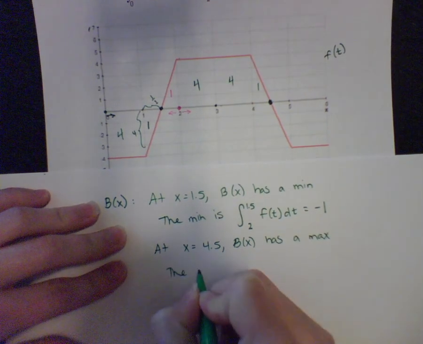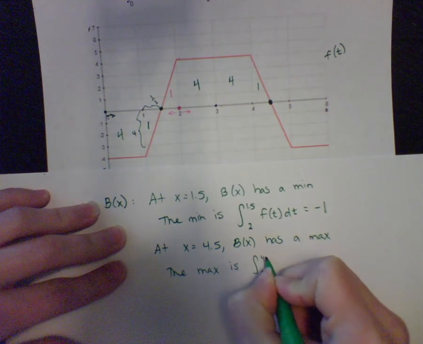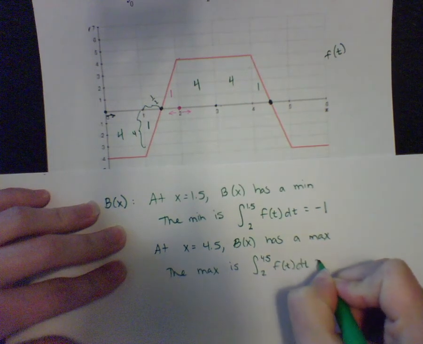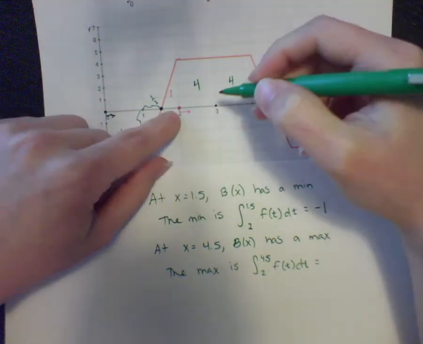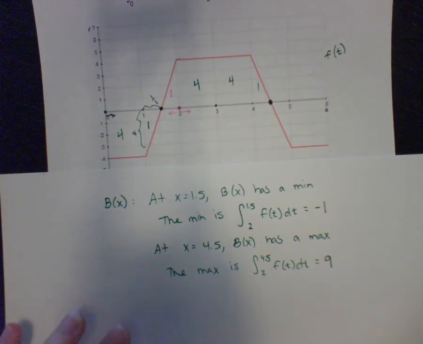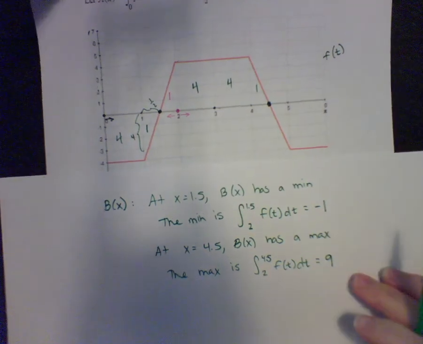And the max value is going to be the integral from 2 to 4.5, which, like I mentioned, is 9. All right, so that's my maximum and minimum values for this particular b function.